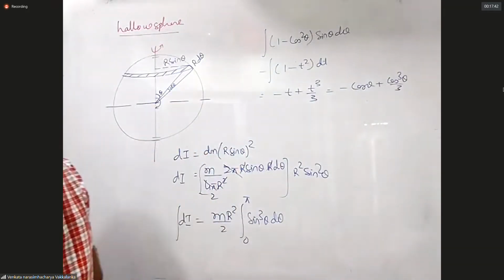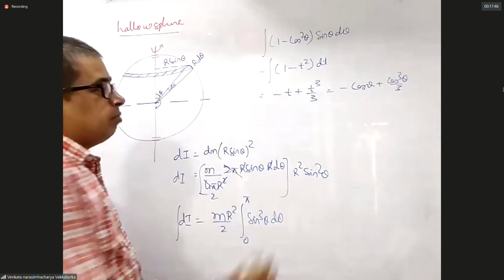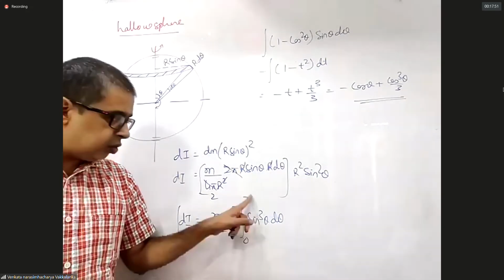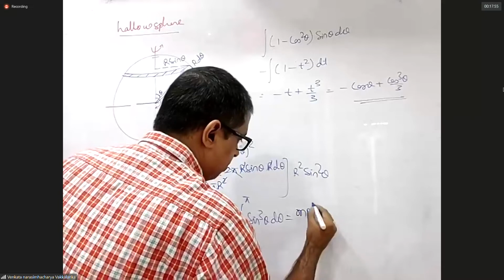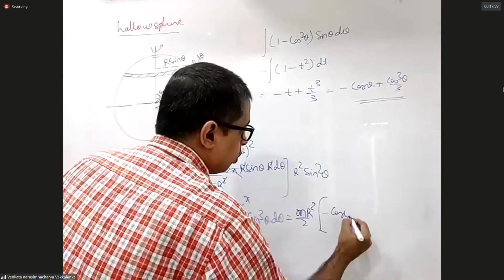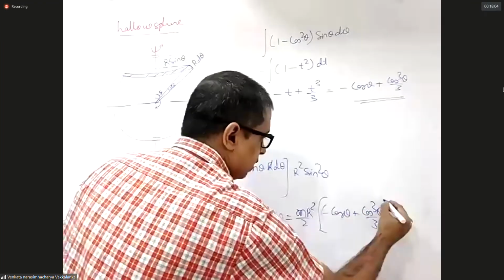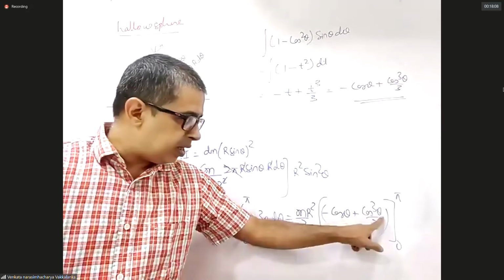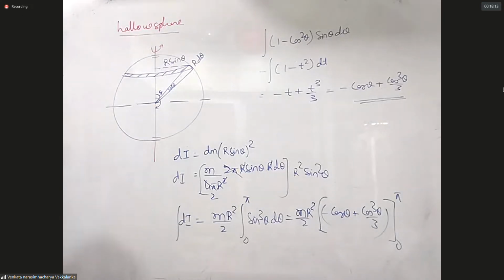Right? Minus cos theta plus cos cube theta by 3. Substitute the limits and tell me the answer. M r squared by 2 into minus of cos theta plus cos cube theta by 3, from 0 to pi. Substitute pi in this place, minus, substitute 0 in this place, and tell me your final answer.